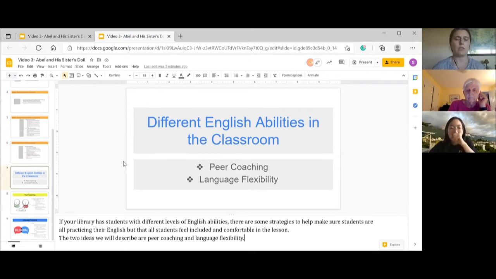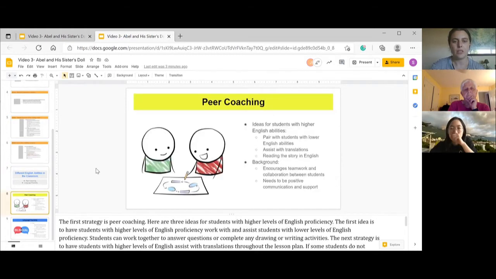And then some students have a lower English ability. Maybe it's harder for them to pick up other languages, or maybe they just started learning English, so they're not as strong yet, and they're more at a basic beginner level. So you'll have many different English abilities in your classroom, but there are definitely some strategies to help address these issues. So the first one is peer coaching.